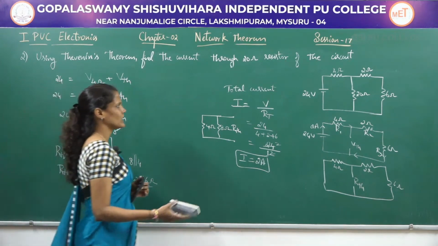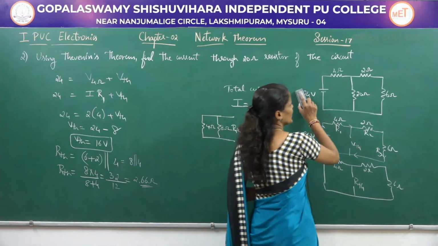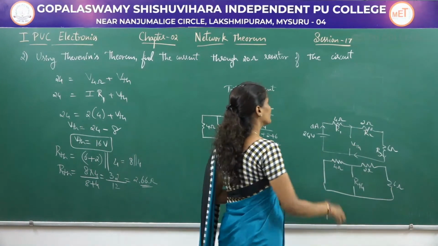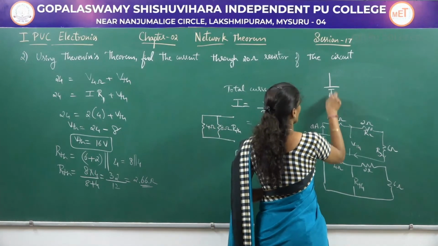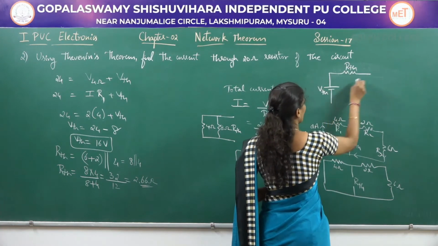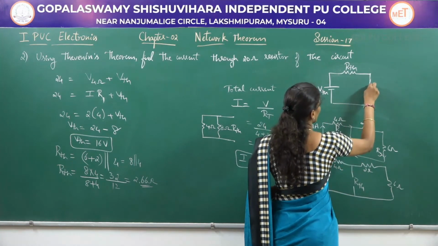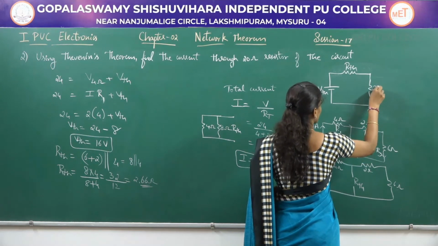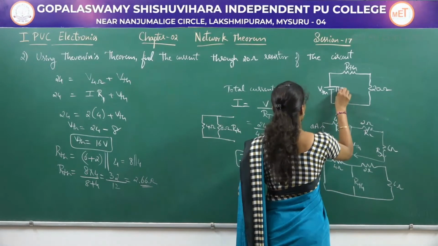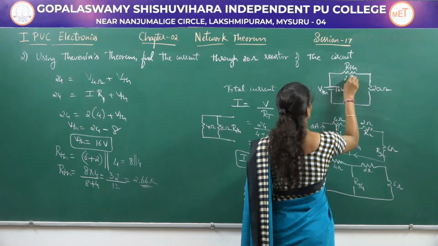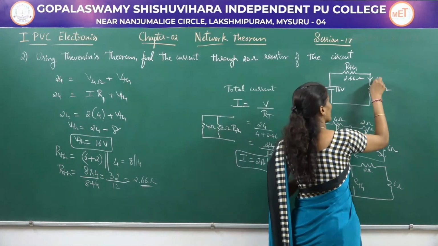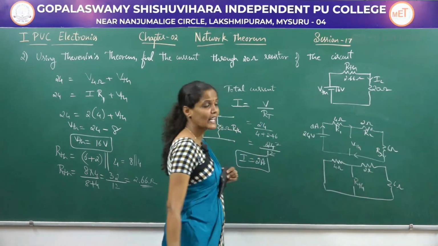Now let us draw the Thevenin's equivalent circuit by redrawing this particular diagram. Thevenin's equivalent circuit contains VThevenin in series with RThevenin, and across this we are going to connect the load resistor, that is nothing but 20 ohm in this particular case. VThevenin is 16 volts, RThevenin is 2.66 ohm. Now you have to find out the current flowing through this. Let us name it as IL.